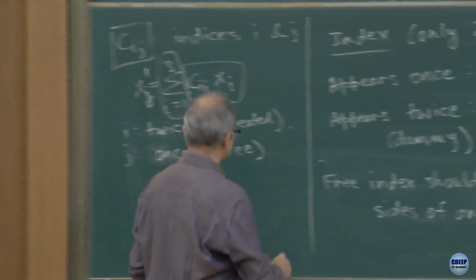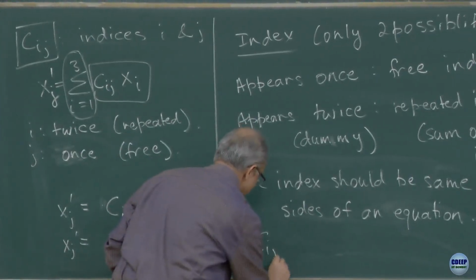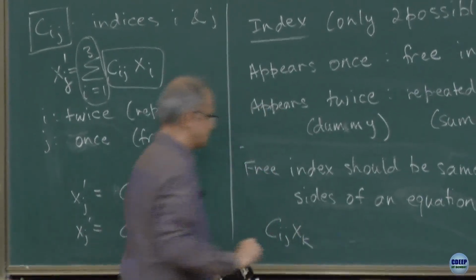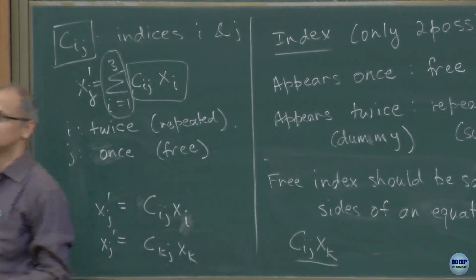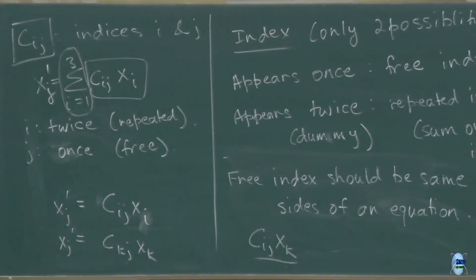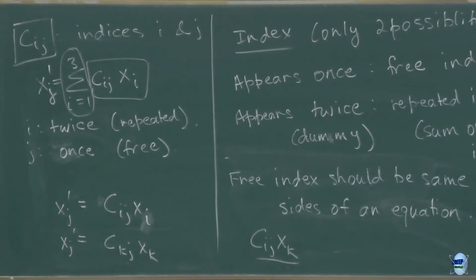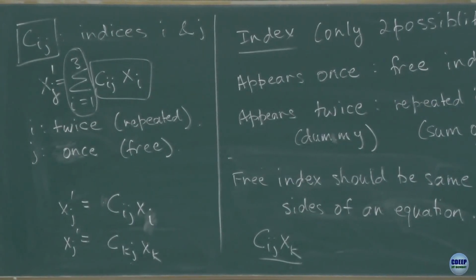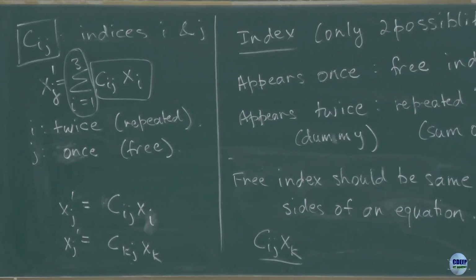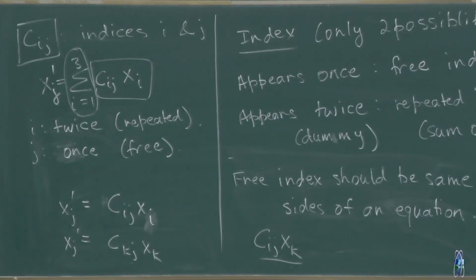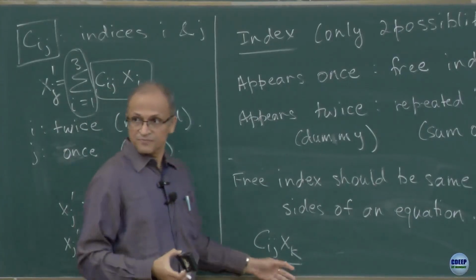I can also multiply it. Can I do this? If I say Cij xk, now I'm writing a different quantity, but I'm looking at a tensor. What is this quantity? How many free indices? Three. What are these free indices? i, j, and k. So what does it mean? This is a third order tensor, because there are three free indices. Understood?